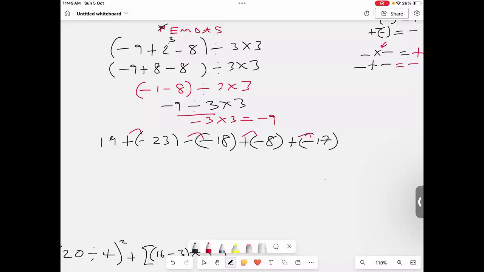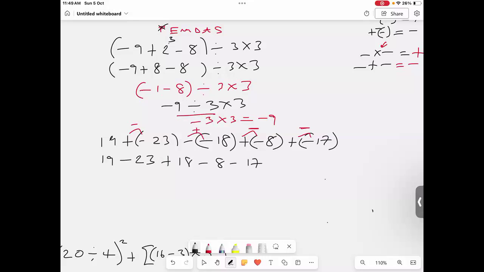So let's rewrite the question without the clash. 19, let's take care of the clash. A plus times a minus gives a minus. A minus times a minus gives a plus. A plus times a minus gives a minus. And a plus times a minus gives a minus. So therefore, we have 19 take away 23 plus 18 minus 8 minus 17.